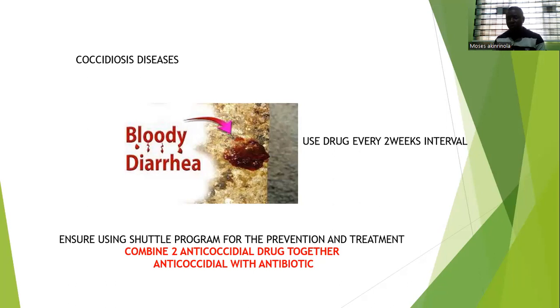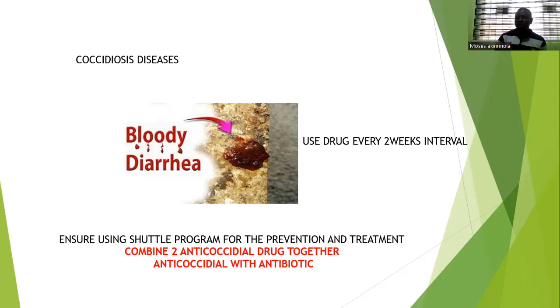So ensure using a shuttle program is another thing you need to know if you are trying to prevent coccidiosis. What I mean by shuttle program is this. There are different brands and different classes of drugs that can be used. We have sulfur drugs, we have tetracycline, and some other products too, but majorly two things are very important: sulfur drugs and tetracycline are good to take care of coccidiosis. So the first time you are treating or preventing this week, you can use sulfur drugs. When you are administering the drug again in the next two weeks, you can use tetracycline drug. So that's what I mean by shuttle program.